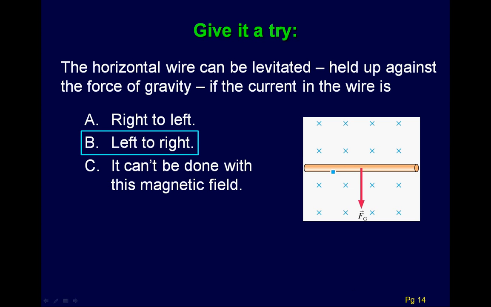All right, hopefully you got left to right. If I look at the case over here, if my current is going this way, then I take my right hand rule with the current, because the current is the velocity of the charges. If my thumb goes with the current, it goes to the right, my fingers point into the page, and my palm would then give us a force that's moving upwards. And so you could set this up so that the force from the magnetic field was able to balance the force of gravity.